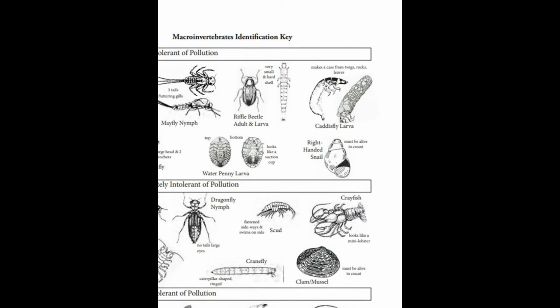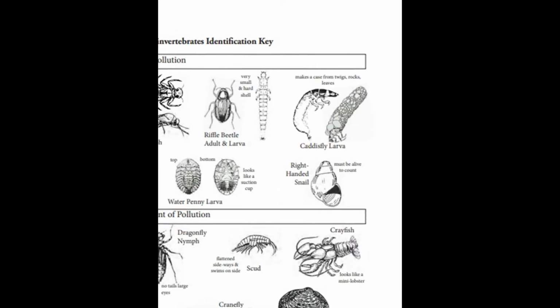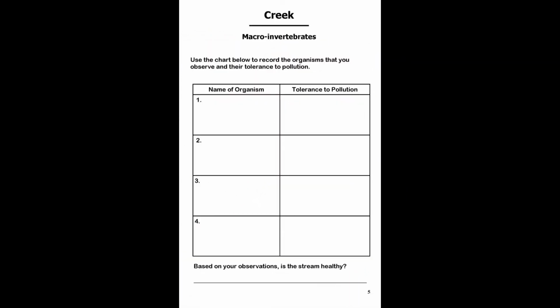So if you look on your macroinvertebrate identification key, you should be able to find the caddisfly. Now, in your journal, under macroinvertebrates, you should write the name of the organism, which I've given you this time, the caddisfly, under 1. And then where it says tolerance to pollution, you would look where our group levels are. So this one happens to say group 1, very intolerant of pollution. That's what you'd write there.